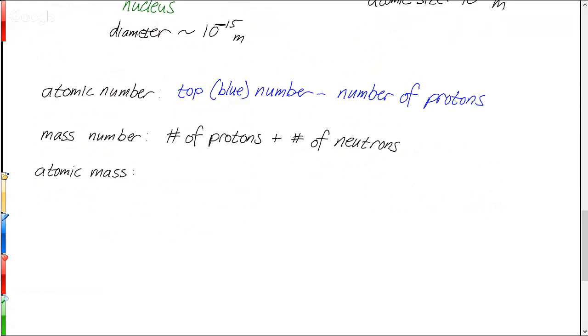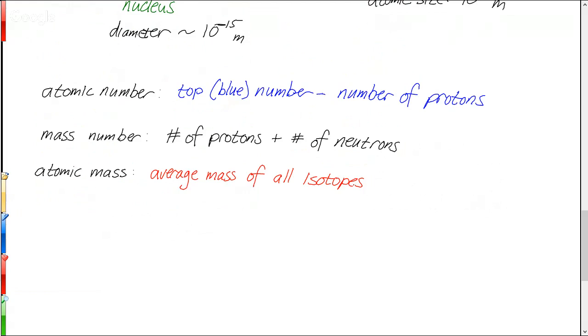The atomic mass, then, is the number on the periodic table. And I'm going to define this with some terms that we haven't defined yet, but we'll get to that later. The average mass of all isotopes. Isotopes are atoms with different numbers of neutrons. So if we say, for instance, carbon, there are some common different forms of carbon. Carbon 12 is the most common.